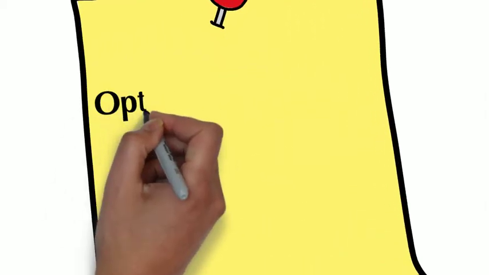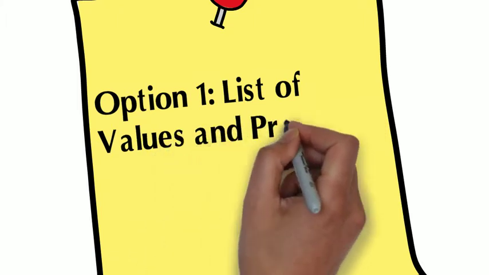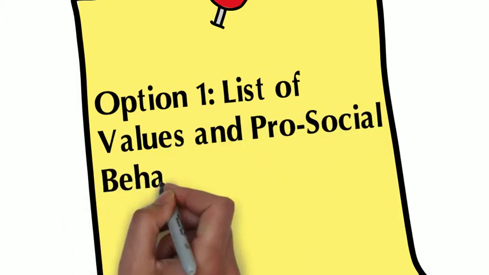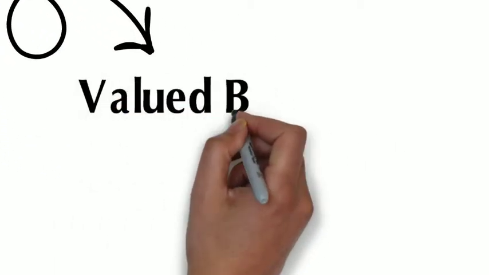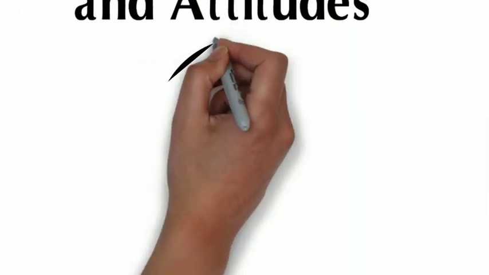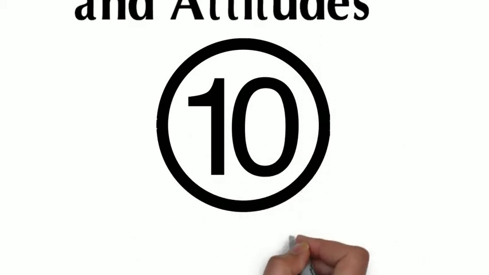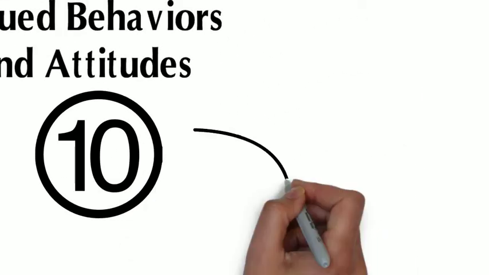One option for developing school-wide behavioral expectations involves a list of values and pro-social behaviors. In this approach, the staff are provided with a list of valued behaviors and attitudes. Each staff member is then asked to circle 10 that resonate with them personally. Staff may add additional values that come to mind.